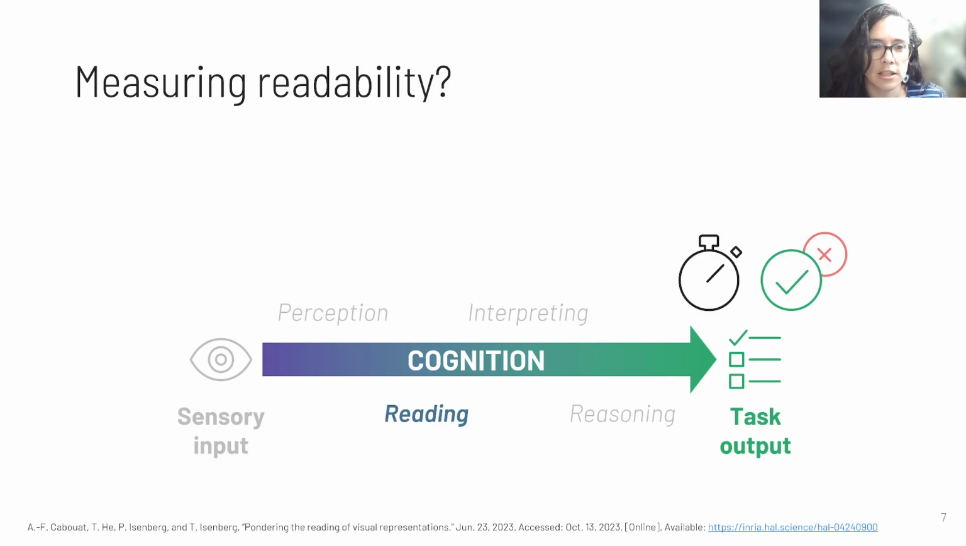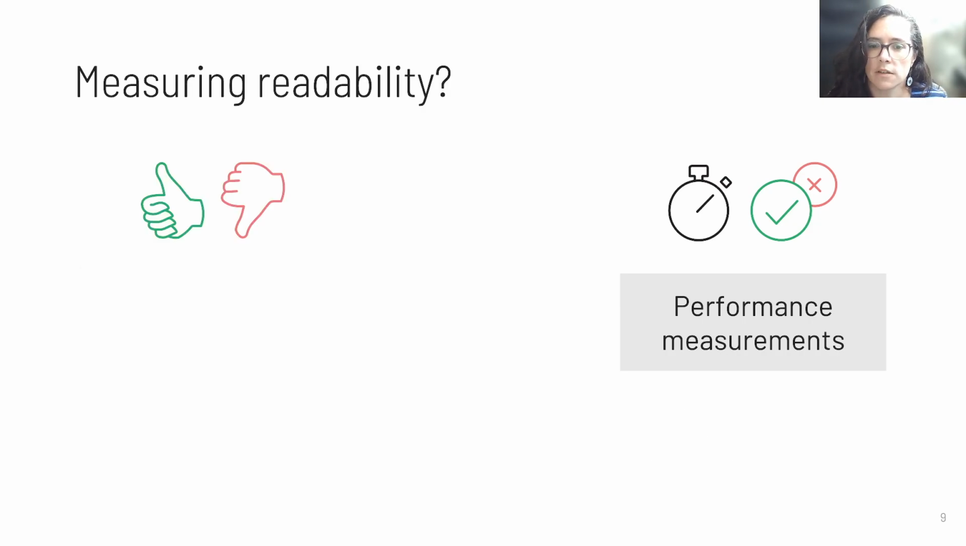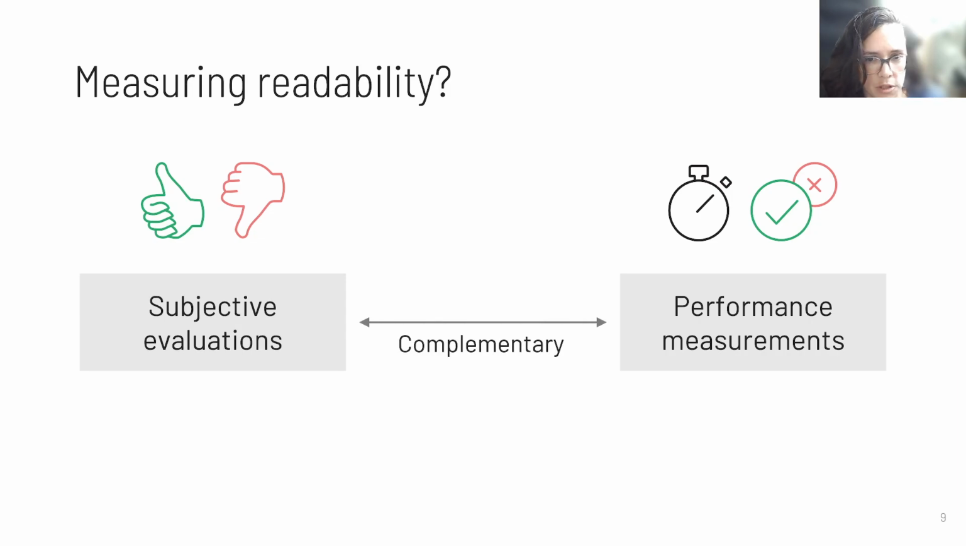However, higher level cognitive processes can influence performance even in low level tasks. For example, existing bias in the reader can affect the accuracy of answers, and interactive features in a system can affect speed. Subjective evaluation can complement performance measurements. By asking the reader to evaluate readability themselves, we can get a more comprehensive understanding of readability in data visualization.